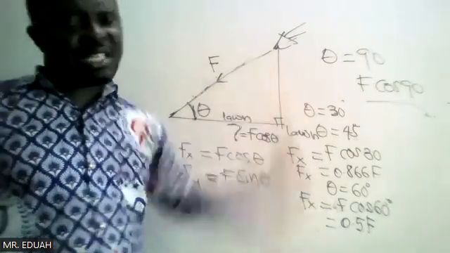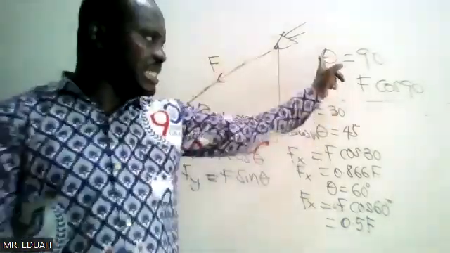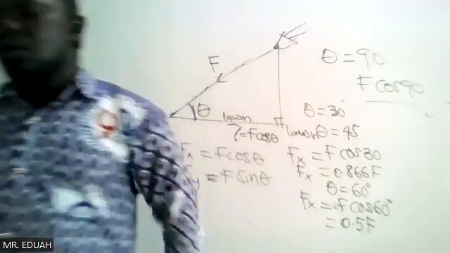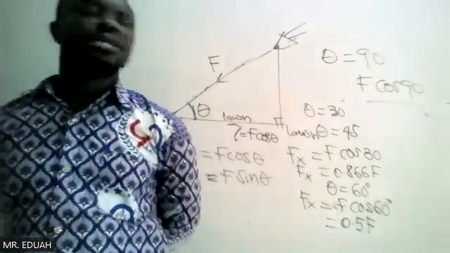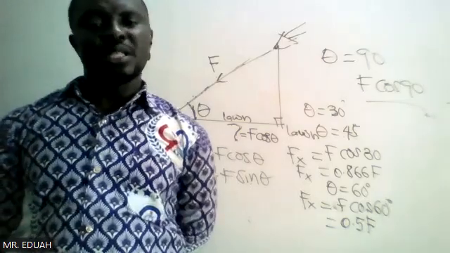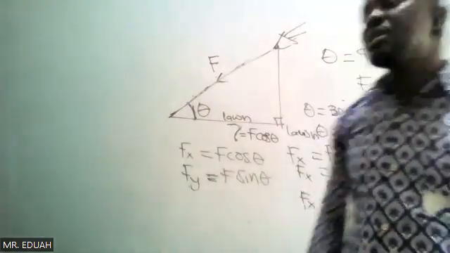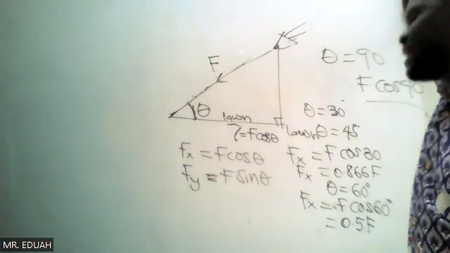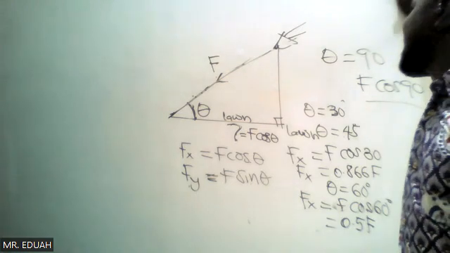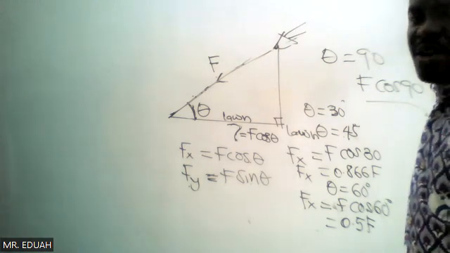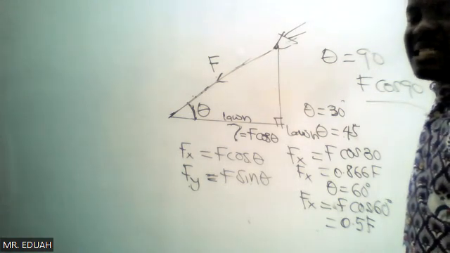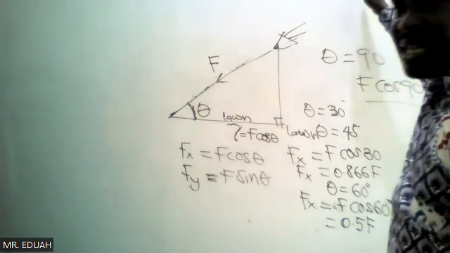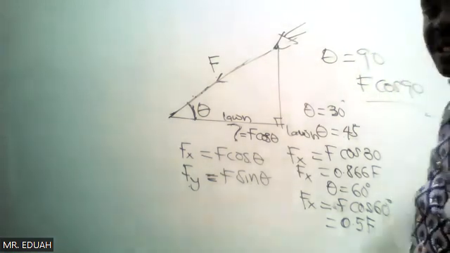What do you think will happen to the vertical component of the force? Test it with the same principle and tell me what will happen. What will happen to the vertical component? It will increase, because sine 30 is 0.5, sine 60 is 0.866, and sine 90 is 1. So you realize that component would also be increasing as we increase theta. Am I okay?